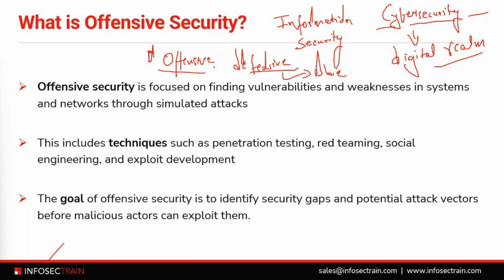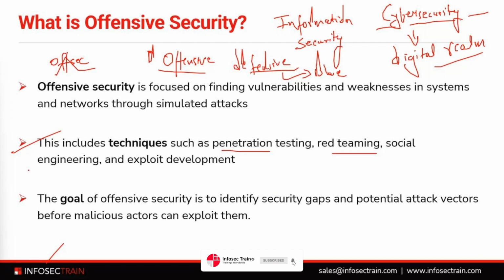So offensive security, we also call it offsec in short, right? This offsec refers to a proactive security strategy that uses the same tactics malicious actors use in real world attacks to strengthen network security rather than harm it, right? So our goal is to identify and fix vulnerabilities before attackers can exploit them. Now, offensive security includes techniques like penetration testing, red teaming, social engineering, exploit development.